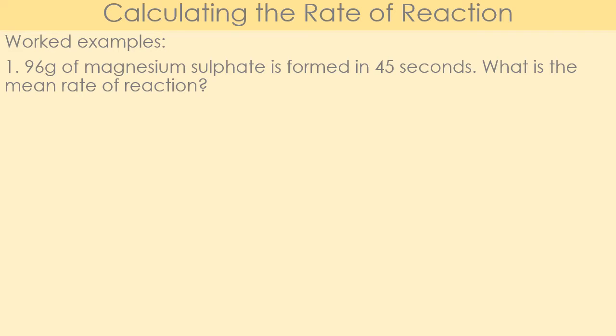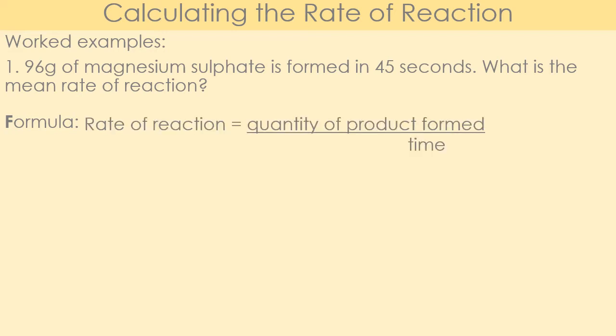We're looking at the reaction over the whole period of time. Now, to do this, I recommend that you follow the FIFA way of doing calculations. For that, our first F stands for formula. So we're going to write down our formula. They may give it to you in the exam or they may not, but it's always good to start off by writing out the formula. So that formula is our rate of reaction equals our quantity of product formed, because we've got our magnesium sulfate being formed, divided by the time.